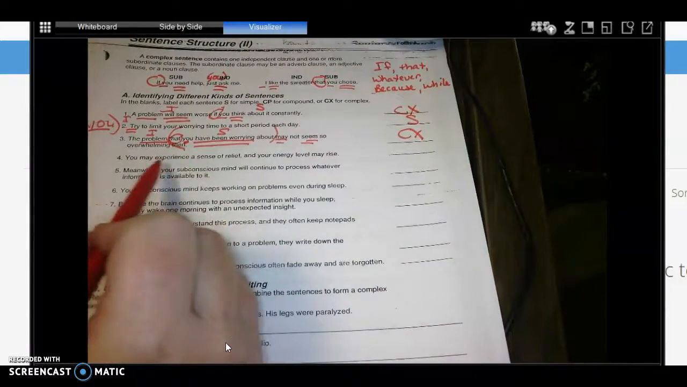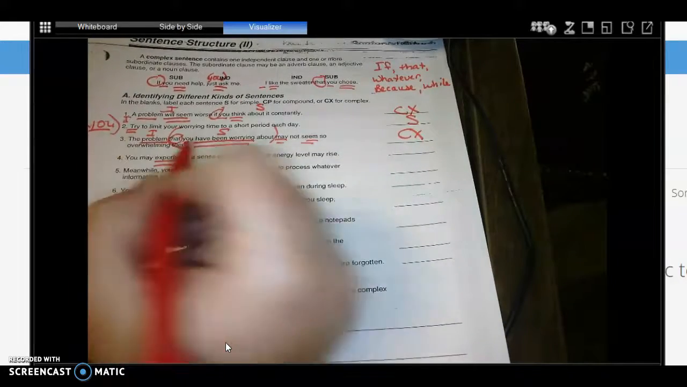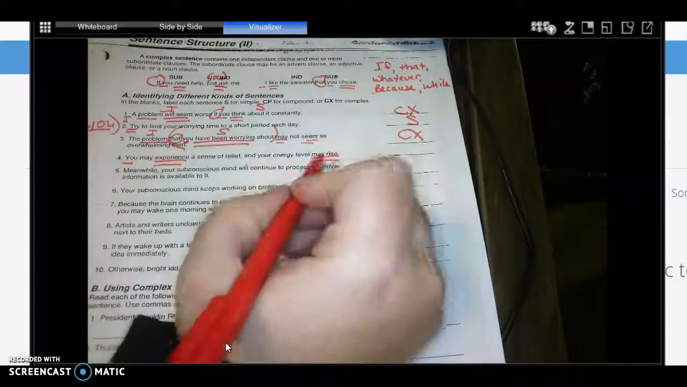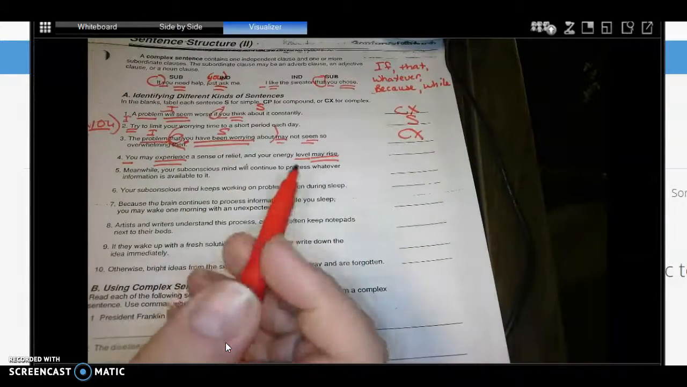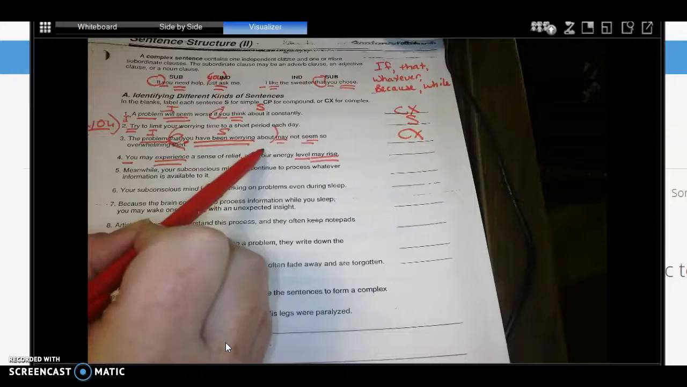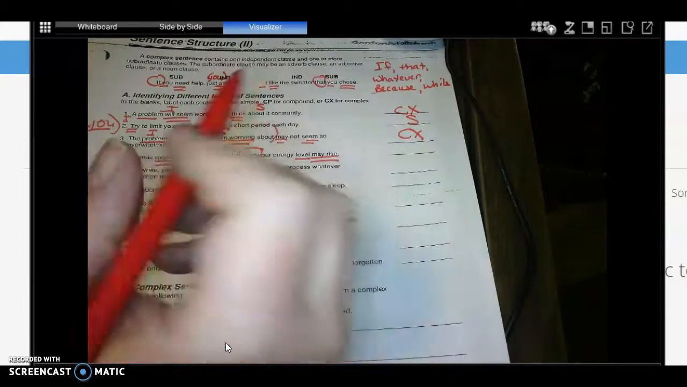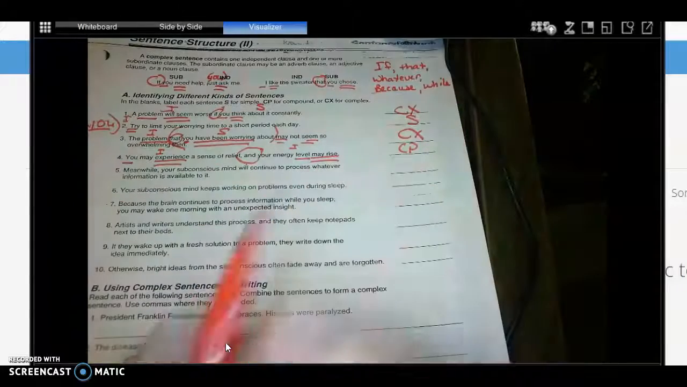Okay? You may experience a sense of relief and your energy level may rise. So experience and may rise. Who may experience? You. And what may rise? Level. Okay? And then if you notice, I have between the two of them here a conjunction and a comma. So I've got an independent clause here, independent clause here. This is a compound sentence.